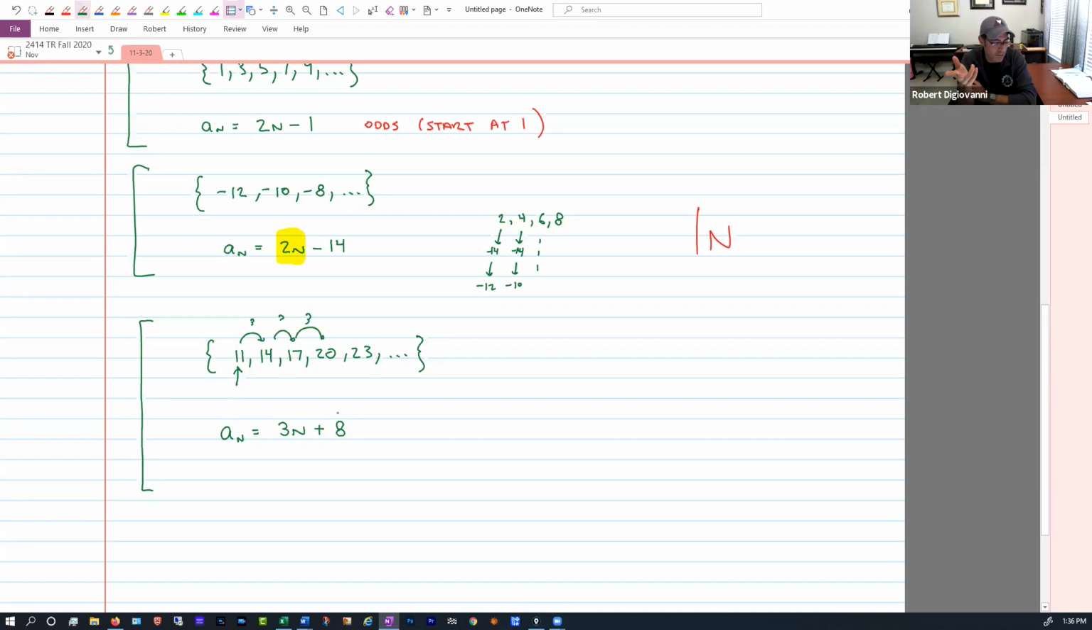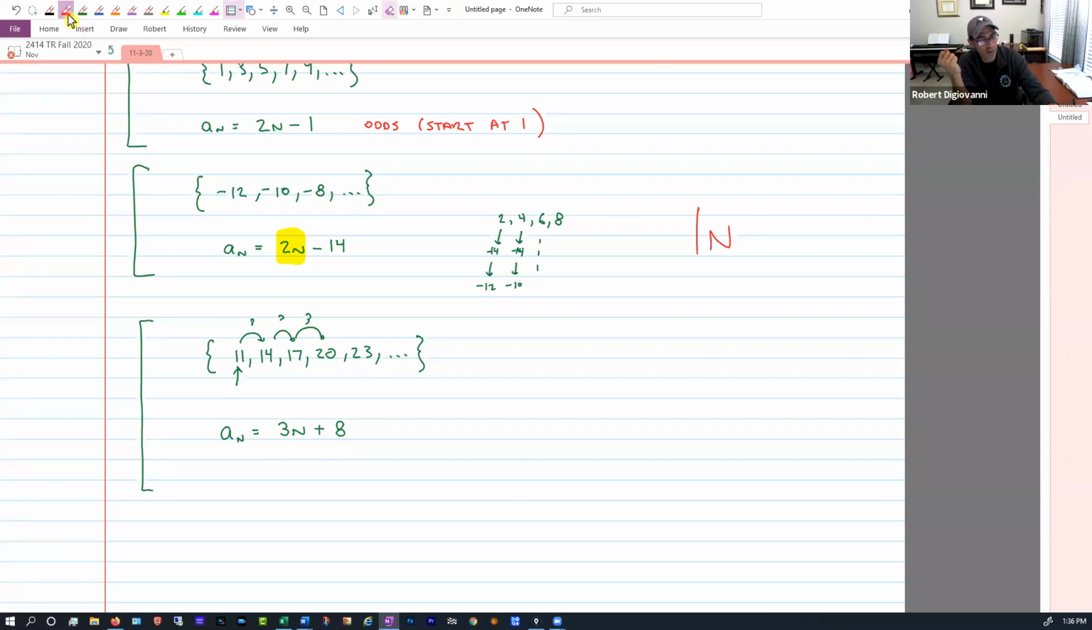So now check it for yourself. We plug in 1, we get 11. We plug in 2, that becomes a 6. 6 plus 8 is 14. If we plug in 3, that becomes a 9. 9 plus 8 is 17. Do y'all see that?